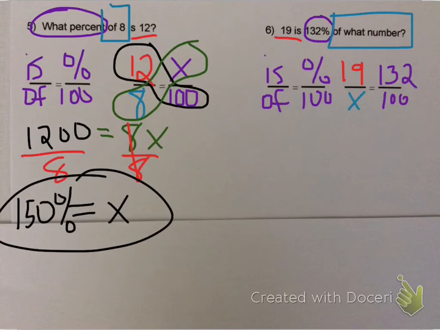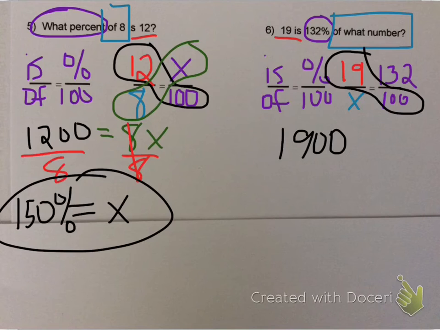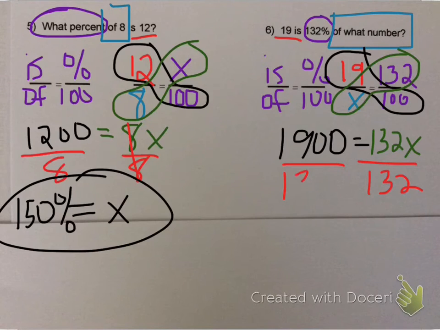Remember, we talked about over 100%, it happens. Okay, let's solve this. We have 19 times 100 is 1,900, and 132 times x is 132x. Okay, we're going to solve that, divide by 132 on both sides. And I get 1900 divided by 132. I'm going to use a calculator for that. Hopefully we all have calculators. And we get a decimal here, so we get 14.393, and that goes on.